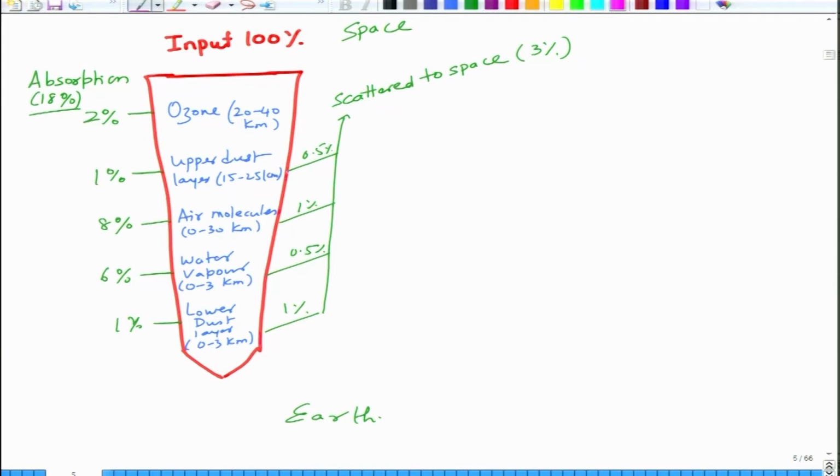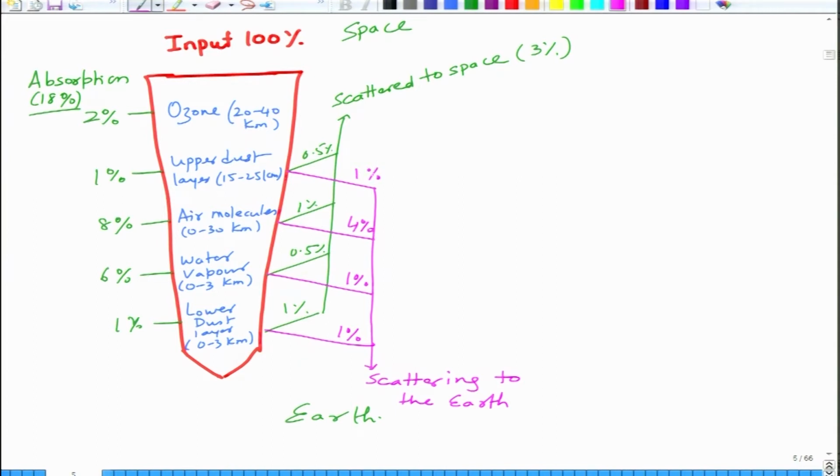So, down to earth would be here, here, here, here again. If I combine them together, this is scattering to the earth. And this starts at about 4%, somewhere here, this is about 1%, this is again about 1%, this is again about 1%. So, in total this is about 7% of radiation. So, if you do the mathematics, directly to earth is about 70%. So, from about 100% we lose about 30%, and what comes down to us is about 70%.